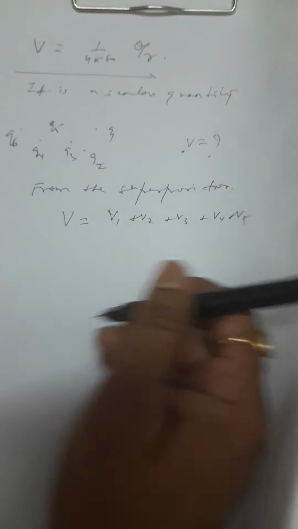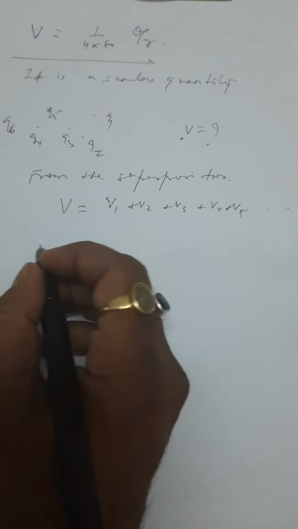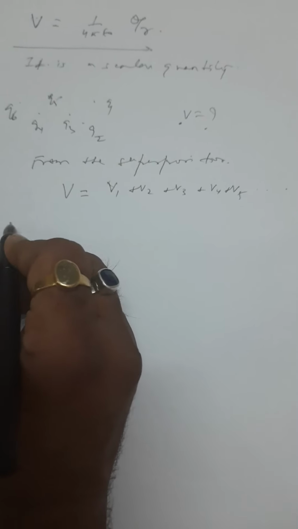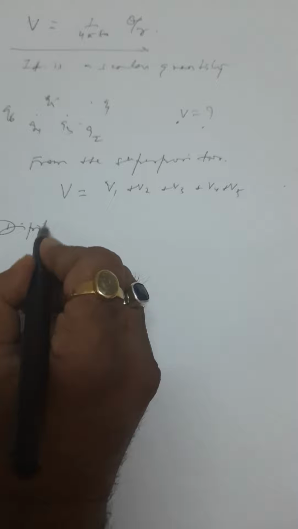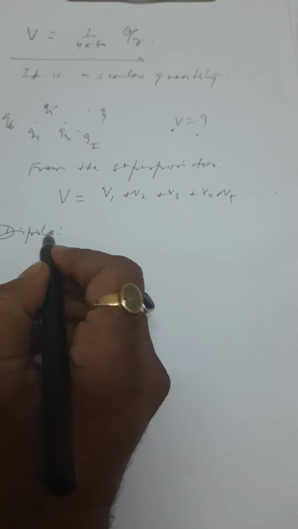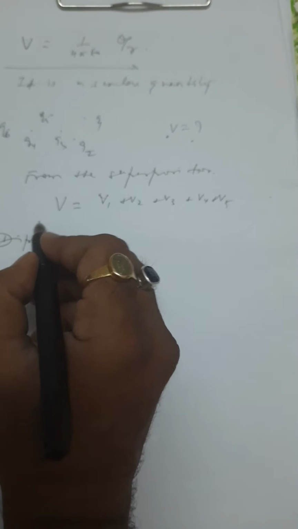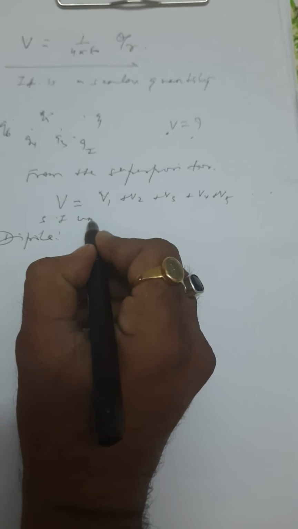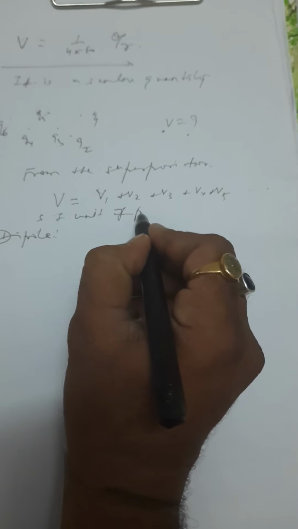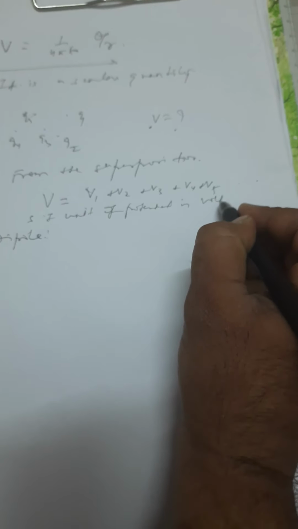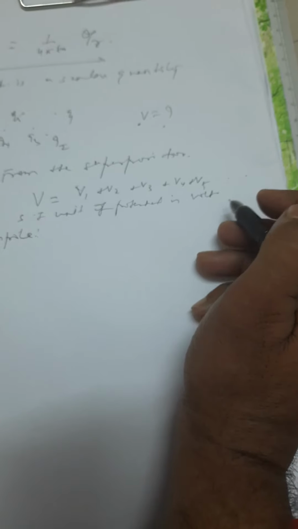Now, before moving further, we just talk about the dipole. Further, the SI unit of potential is volt.